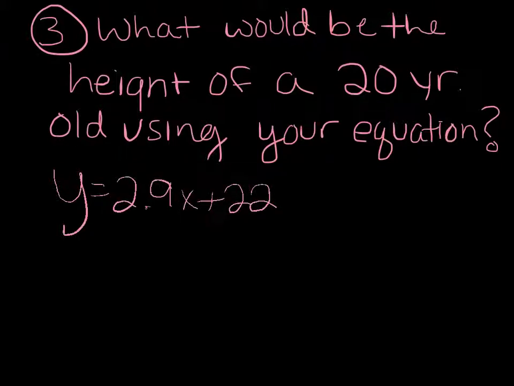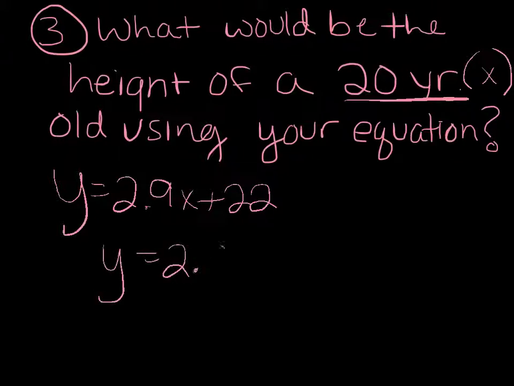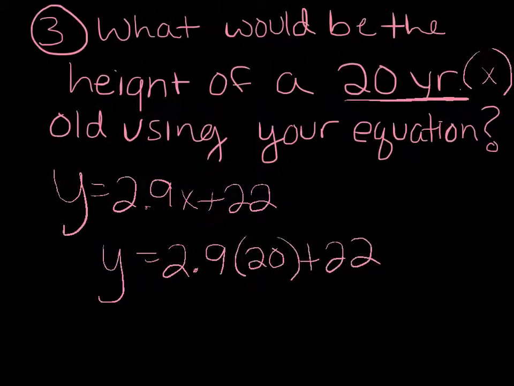All right. On this next one, we want to find the height of a 20-year-old using your equation. I just wrote the equation we found here, 2.9x plus 22. The 20-year-old would represent the x value, because on our scatter plot we represented ages on the x-axis and heights on the y-axis. So we're just going to say y equals 2.9 times 20, because it's a 20-year-old, plus 22. So 2.9 times 20 plus 22 is going to give you about 79 inches.